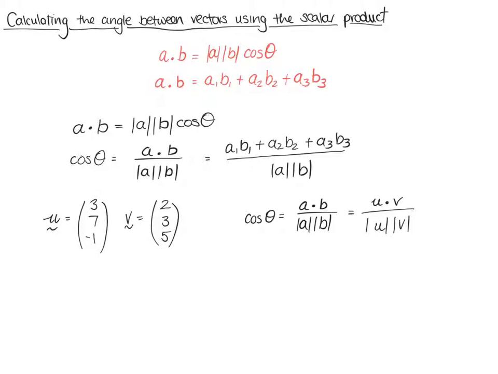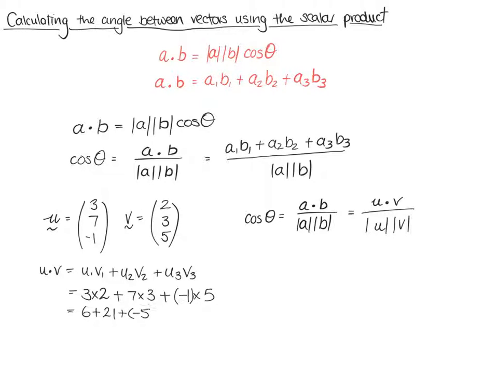So over at the side, to work these out, the scalar product is u1 v1 plus u2 v2 plus u3 v3, just changing these for the different ones. So we get 3 times 2 plus 7 times 3 plus minus 1 times 5. That's just taking our x components and multiplying them together, our y components, and our z components. Then we add those, so we get 6 plus 21, which is 27, plus minus 5, so that is 22. That is ready for us to plug in, so we're going to get 22.